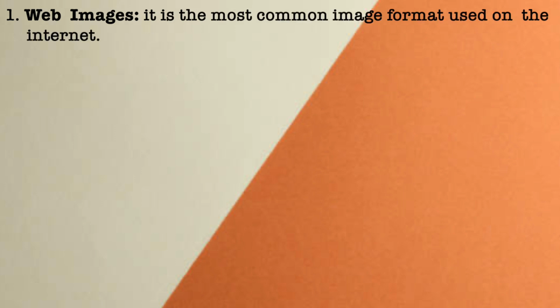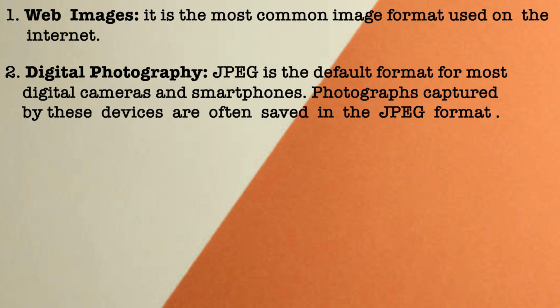Let us list out some common application areas of the JPEG format. The first is web images. It is the most common image format used on the internet. Second, digital photography. It is the default format for most digital cameras and smartphones, and photographs captured by these devices are often saved in JPEG format.